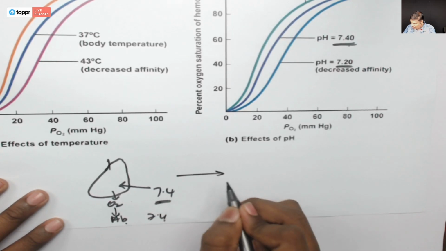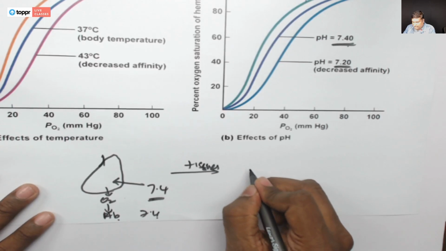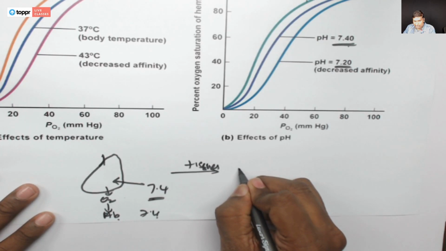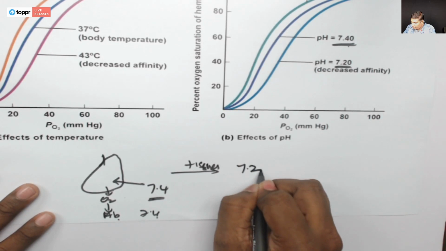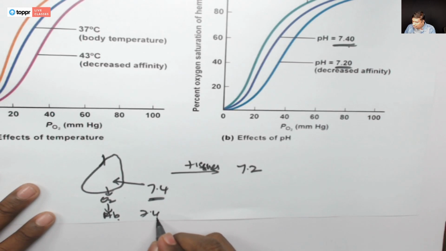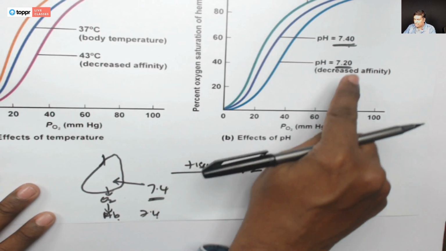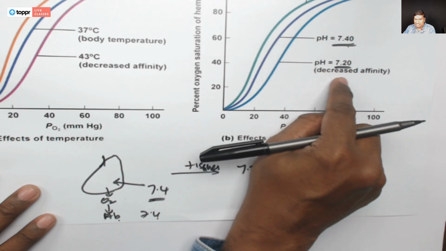However, when the RBC finally reaches the tissues, let's say the pH there is 7.2. What will happen when the pH is 7.2? The affinity between hemoglobin and oxygen will go down, because decreased pH will decrease the affinity.